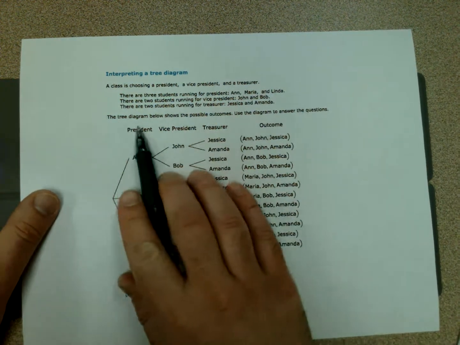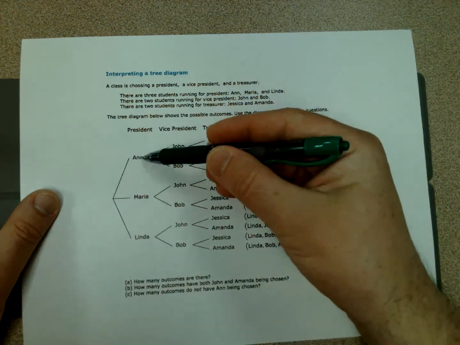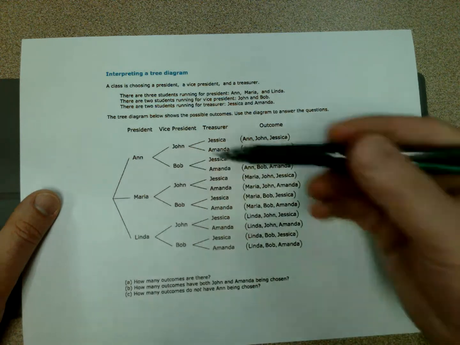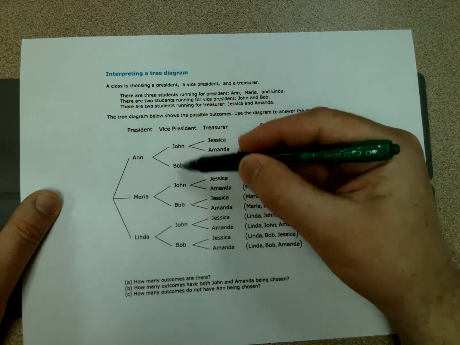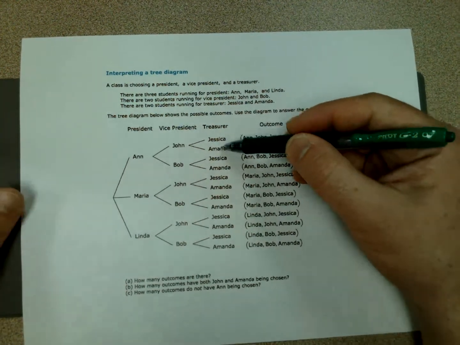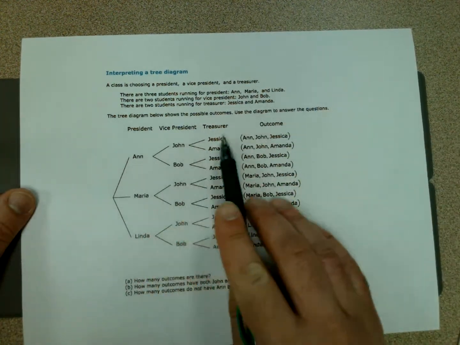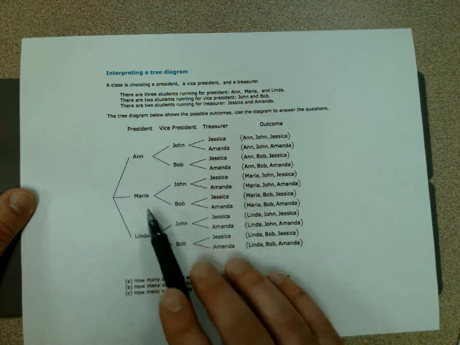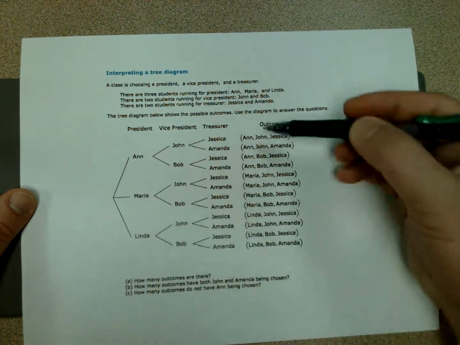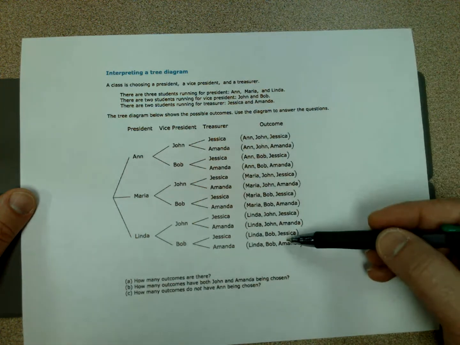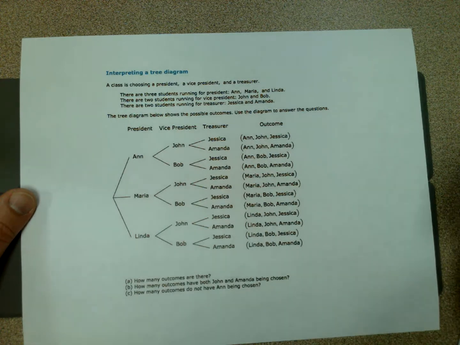All right, so we got the possible outcomes here. So we got our 3 different presidents. Regardless of the president, they don't have running mates or anything like that. So it could be either vice president and any, or either, I guess, since there's really 2, treasurer. So it could be Anne, then John, then Jessica, or Anne, then Bob, then Jessica, and so on. And they're all listed out here if you want to see them in that sample space setup as opposed to the tree diagram.